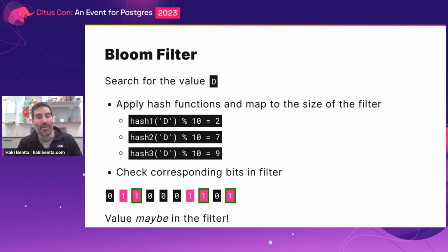If we do the same for value D, we apply the hash functions, we find bit 2, 7, and 9, okay? And then we check the filter, all the bits are turned on, so the value D might be in the filter. Now, we know that it's not, but according to the Bloom filter, it might, okay?